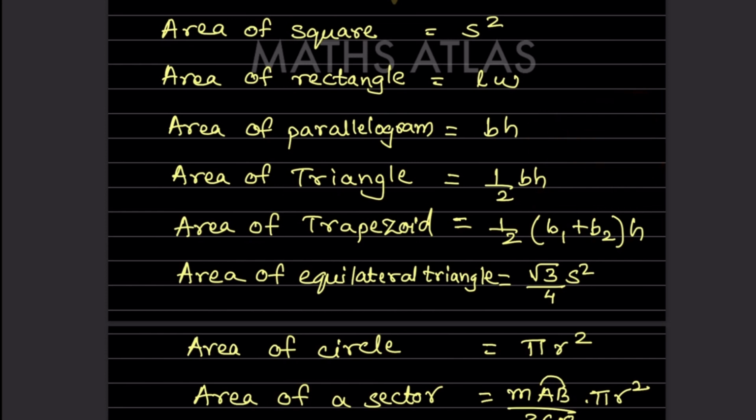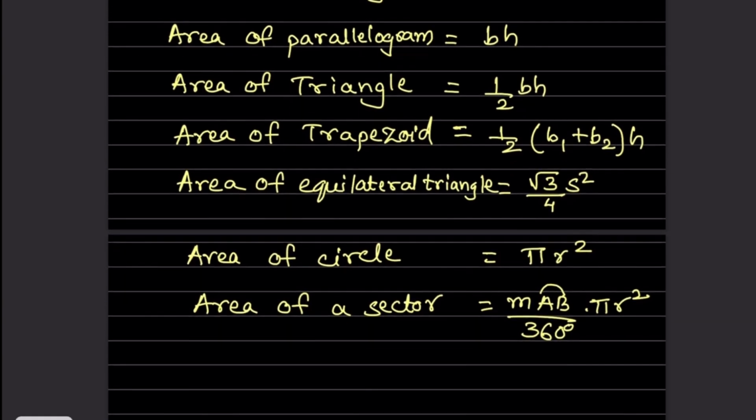Area of trapezium. Now this is a trapezium. These are the parallel sides of it, so we consider this as B1 and this as B2, and this is going to be the height of it. So what will we write? Half into B1 plus B2 multiplied by height. Area of equilateral triangle, root 3 by 4 s square. Area of circle, that is pi r square.